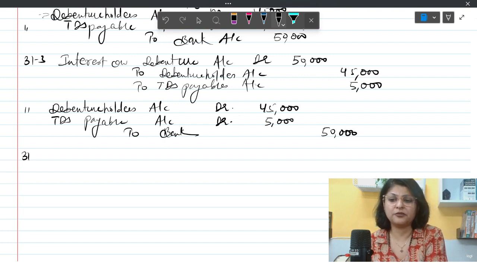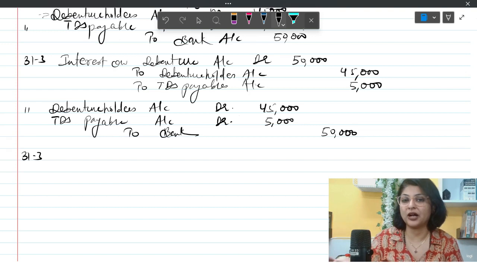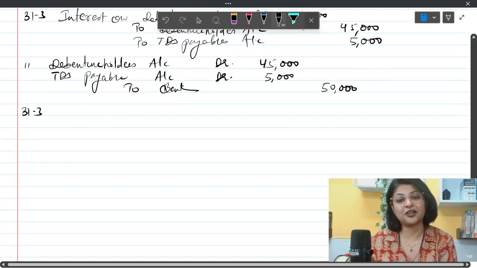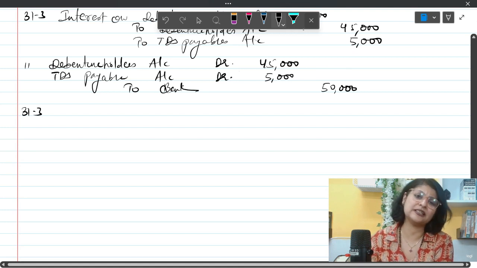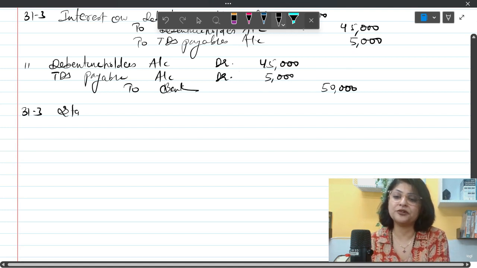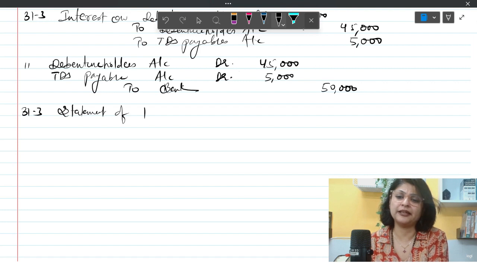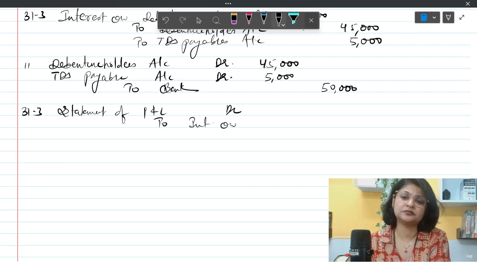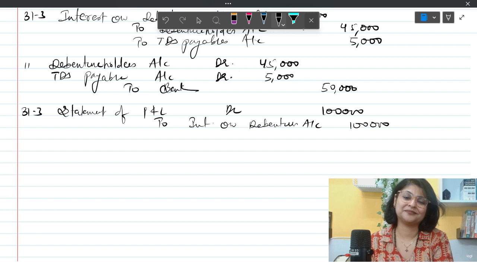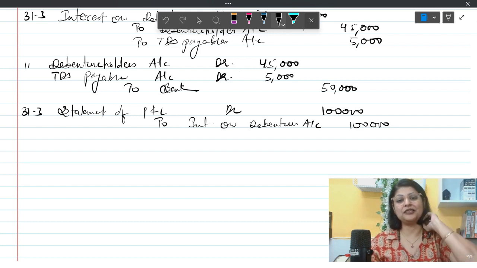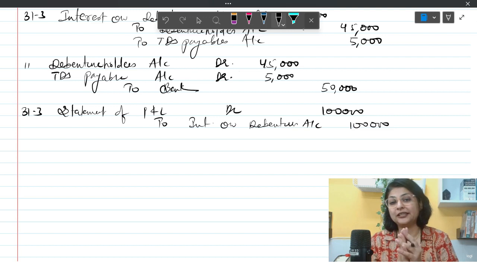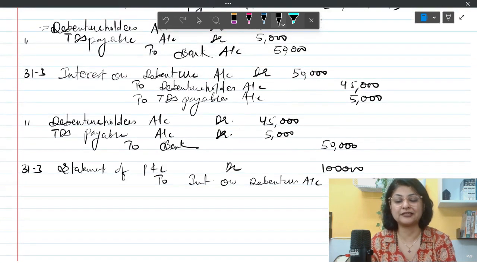Now the next entry will be on 31st of March. On 31st of March, we are closing the interest on debenture account like in the previous case. TDS payable is opened and closed already. So here we are going to pass the entry statement of P&L debit to interest on debenture with 1 lakh rupees. I hope this is clear to all of you students, where we have passed the entries with the TDS payable and without TDS also.